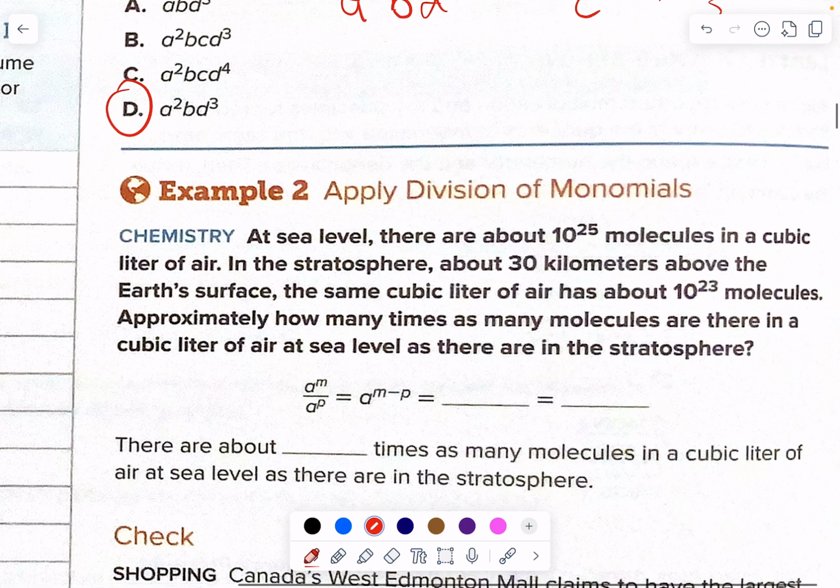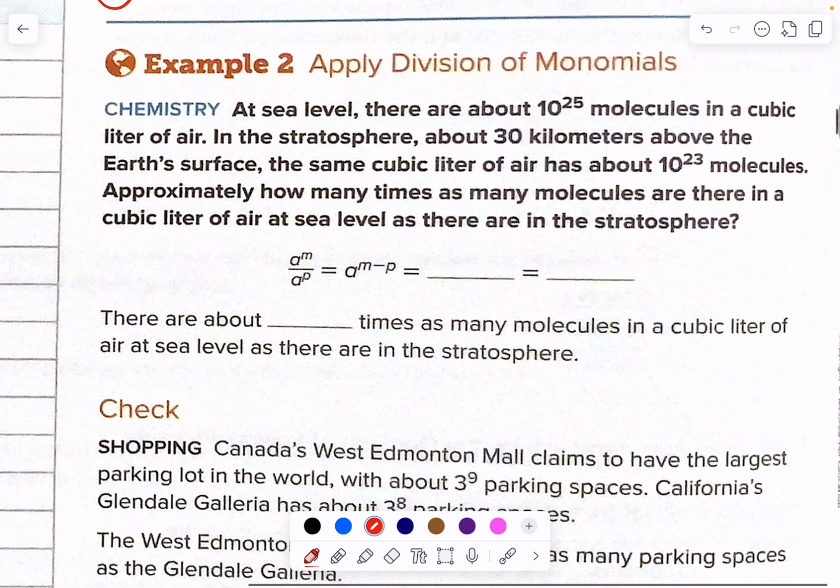Moving on to example 2. At sea level, there are about 10 to the 25 molecules in a cubic liter of air. In the stratosphere, about 30 kilometers above the Earth's surface, the same cubic liter of air has about 10 to the 23 molecules. Approximately how many times as many molecules are there in a cubic liter of air at sea level as there are in the stratosphere? Keywords being how many times as many. So if I have 10 and you have 30, you have 3 times as many as I do. So we're going to divide.